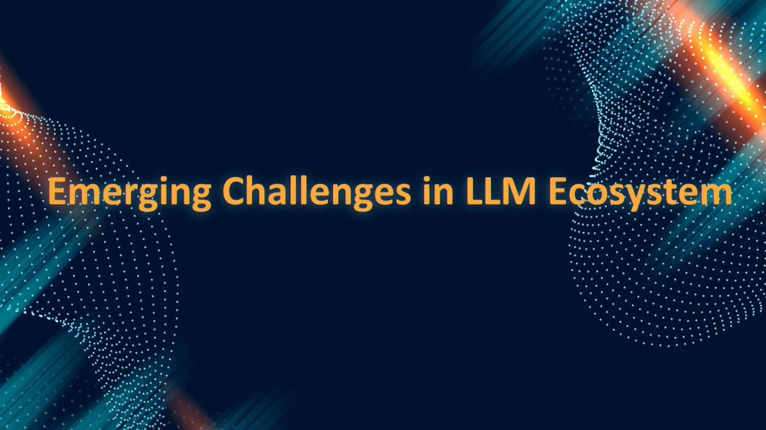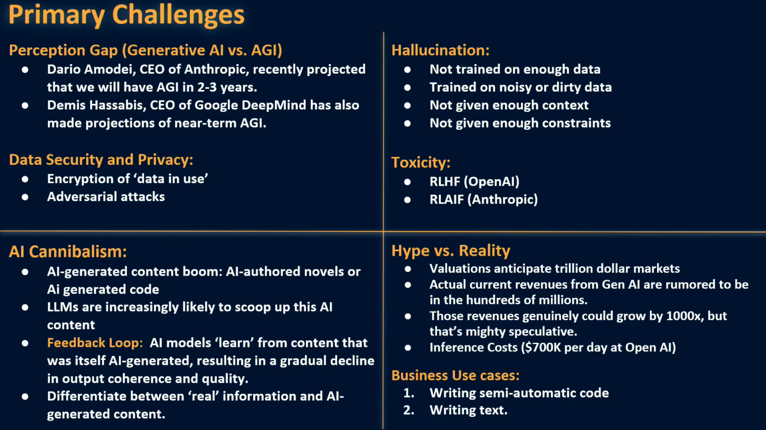The next one is emerging challenges. If you see, there's a perception gap. Everyone is saying, okay, it's going to become artificial general intelligence. It's going to replace the humans. I mean, this is obviously overhyped. You're not seeing it anywhere close to that. The second aspect is data security and privacy. I have some slides where we'll talk about that, encryption of data in use and also adversarial attacks.